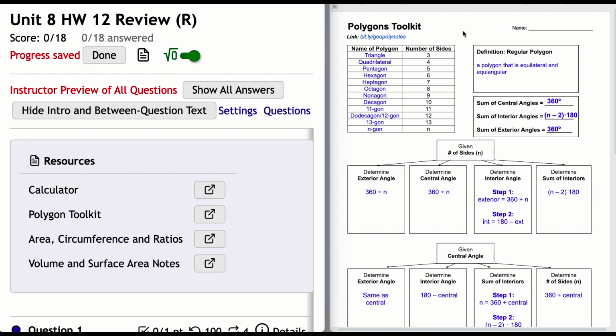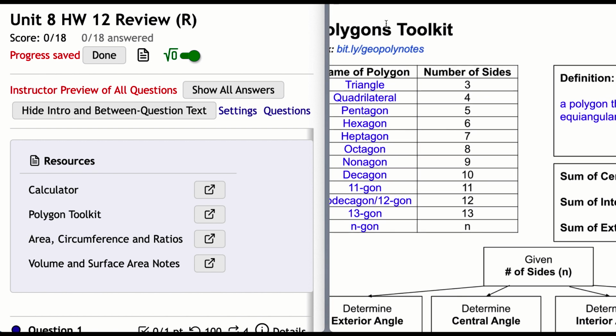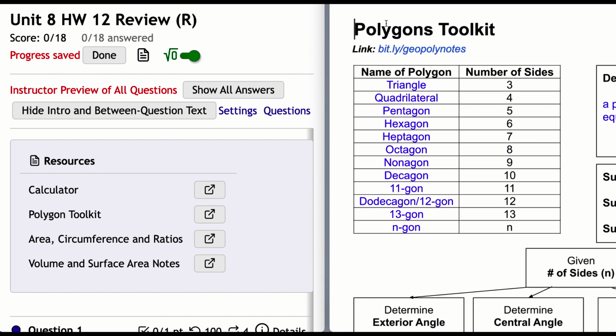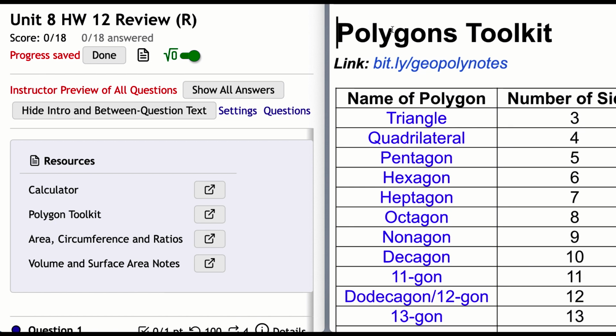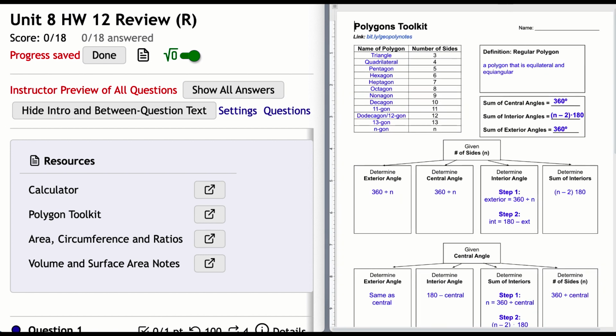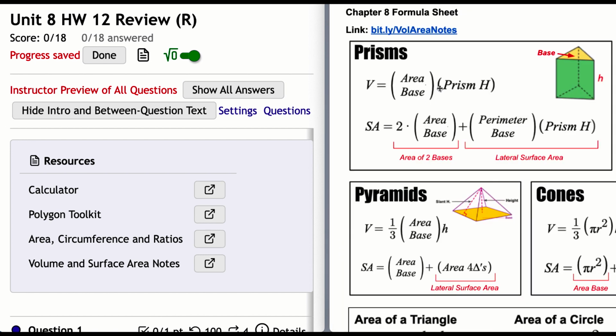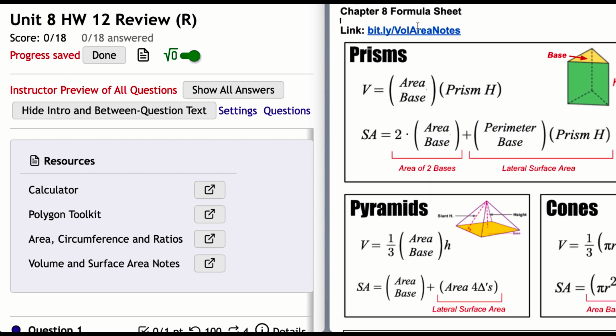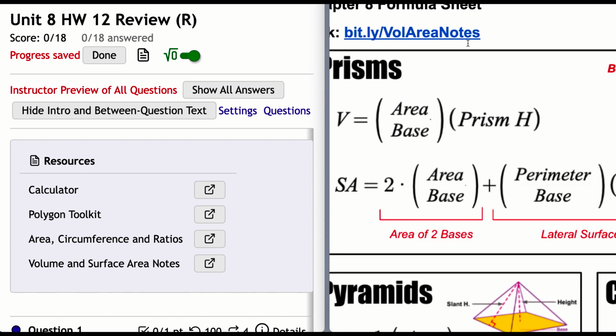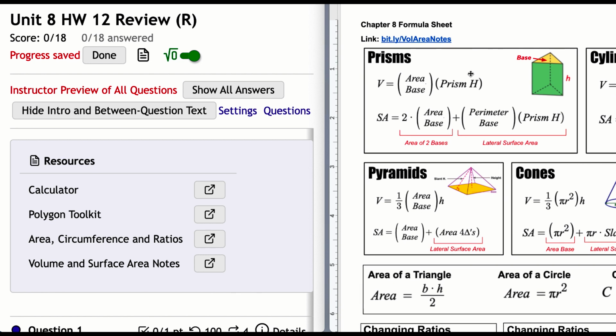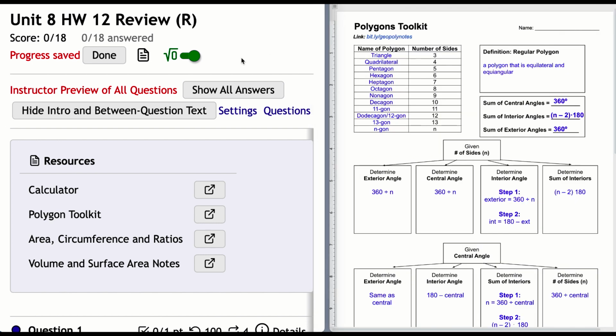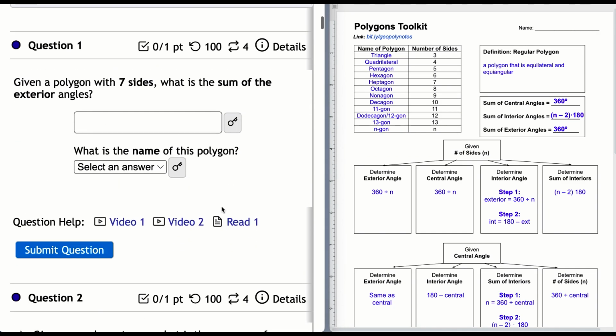The first thing I want to do is make sure you have two resources. One resource is this one called Polygons Toolkit. There's a link right here if you need the link to get your own copy and print out at home. It's bit.ly GeoPolyNotes. The other note sheet you're going to want to make sure you have is this other one for 3D shapes. It's also called bit.ly and then volume area notes. That will also help you get a copy of this one. This is for the second half of the review. So just to let you know the setup here, two sheets of notes I would encourage you to have, and then let's get started. First thing, question number one.